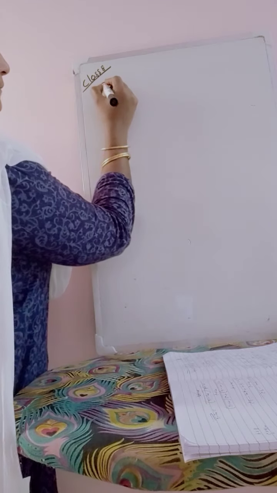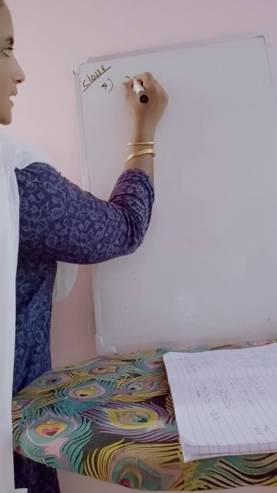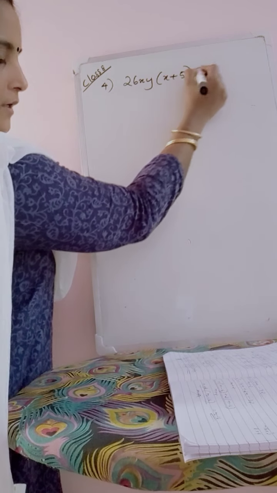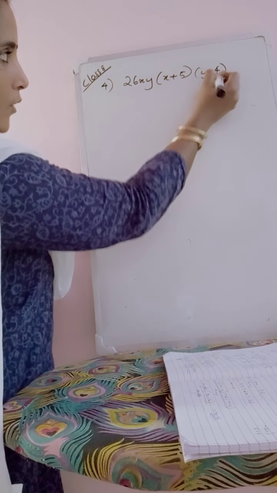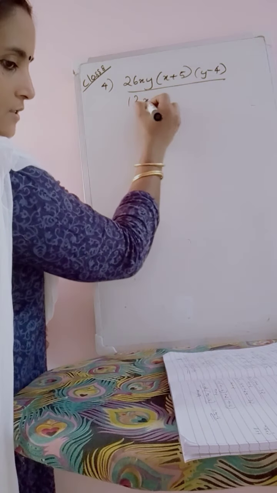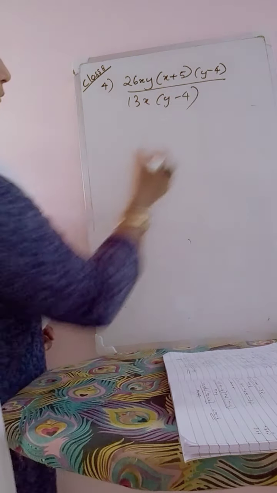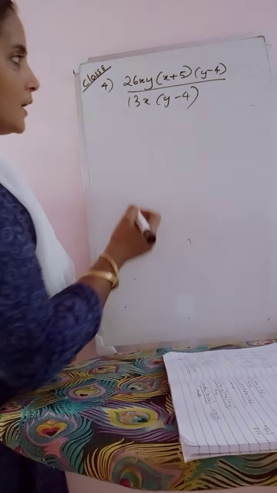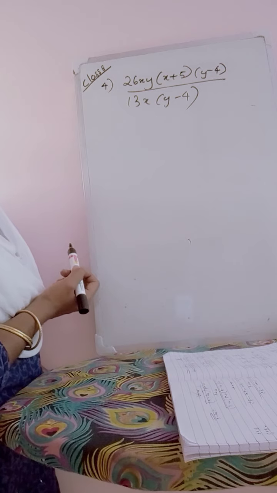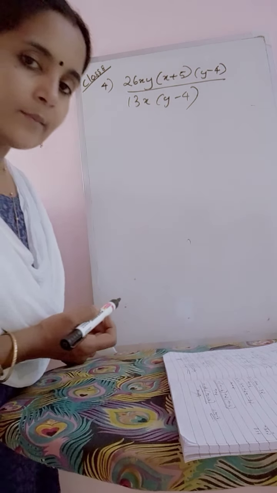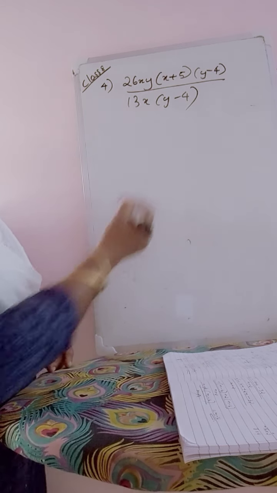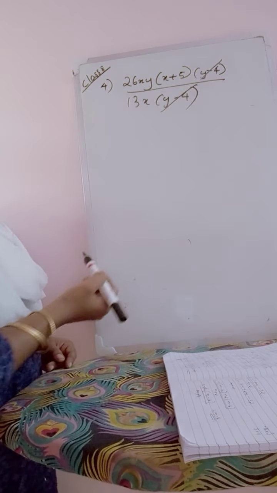Another question. 26xy into (x + 5) into (y − 4) divided by 13x into (y − 4). Okay. Here 26xy into (x + 5) into (y − 4) by 13x into (y − 4). Here (y − 4) is common. We can directly cancel it.